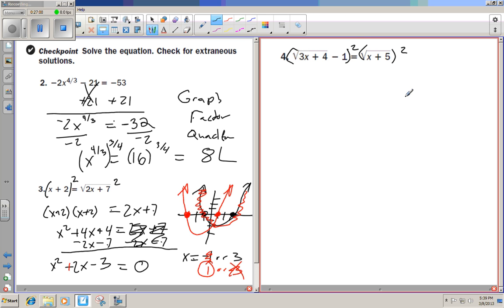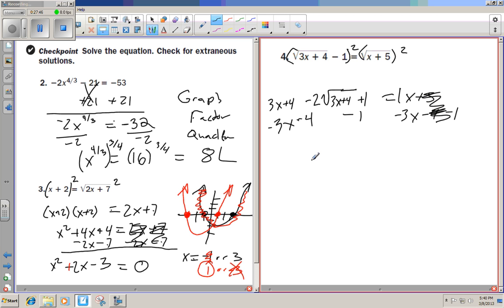And when you square both sides, you're going to end up with x plus 5 on this side. And over here, you're going to have a 1, a 3x plus 4, and a minus 2 square root 3x plus 4. Right? And you're going to combine some stuff here. Let's see, subtract 3x, subtract 4, and subtract 1. 5 minus 4 minus 1 actually cancels out. A 1 minus 3, you end up with -2.